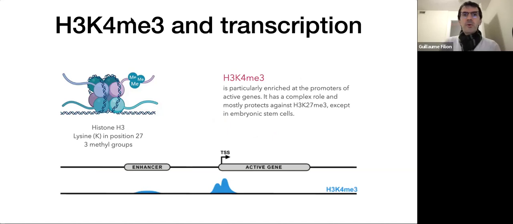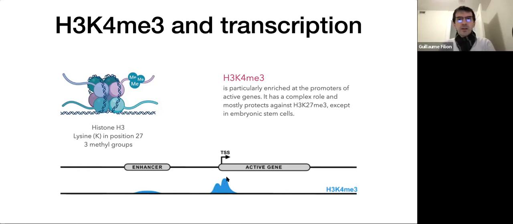Another mark that's very important is H3K4me3. So, histone H3, lysine in position 4, not 27, 3 methyl groups. H3K4me3 is particularly enriched at the promoters of active genes. It has a complex role and mostly protects against H3K27me3, except in embryonic stem cells. So when you look at where this mark is present, it really corresponds quite strongly with the transcription start sites, the promoters of the active genes.